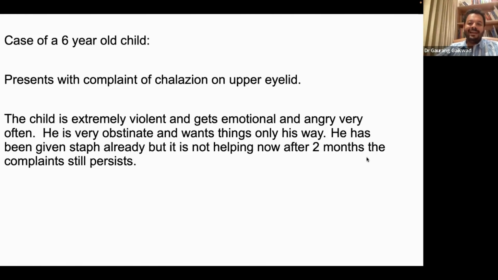So, I was very confident. I took the history, and I asked the mother, can you tell me a little bit about the child? And the mother said that the child is extremely irritable, very violent, and very obstinate, and he always wants things his way. And when he gets angry, he takes things and breaks things like this. A very typical story of Staphylococcus aureus that I think most of us already know about. And you know also that Staphylococcus aureus is a great remedy for styes, right? I think most of you know.